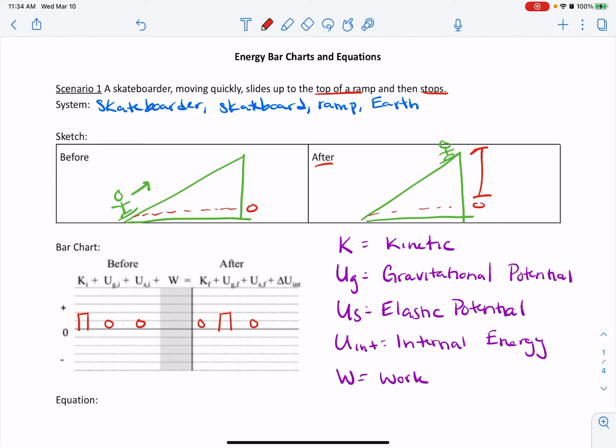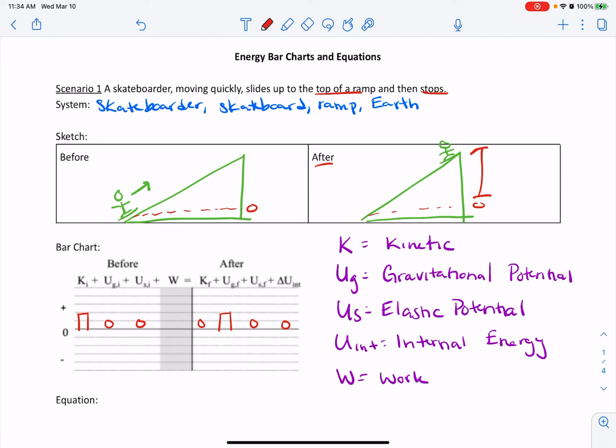And then I'm looking at internal energy. It doesn't mention anything that has friction against it, it doesn't warm up, it doesn't get compressed. So I'm going to say no. Okay? So initially we have kinetic energy, and finally we have gravitational.